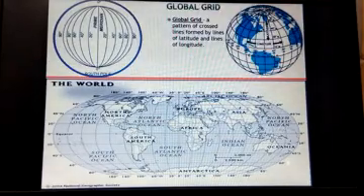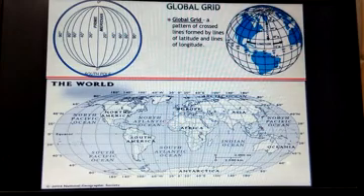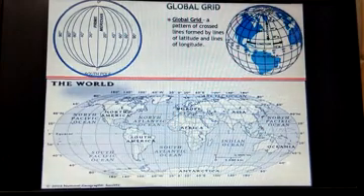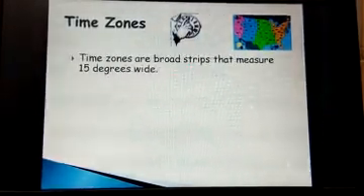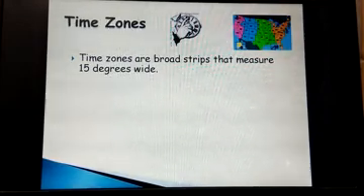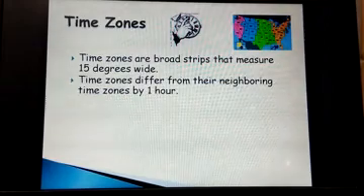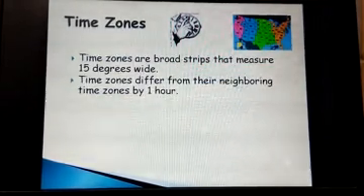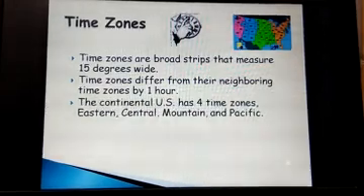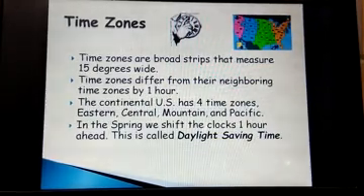Global grid, you already understand what the global grid is. The global grid means a combination of latitudes and longitudes. Time zones are broad strips that measure 15 degrees wide. We are now understanding the time zones. Each time zone differs from neighboring time zones by 1 hour. This is not important, it is for higher classes. Daylight saving time is a long story I told you.